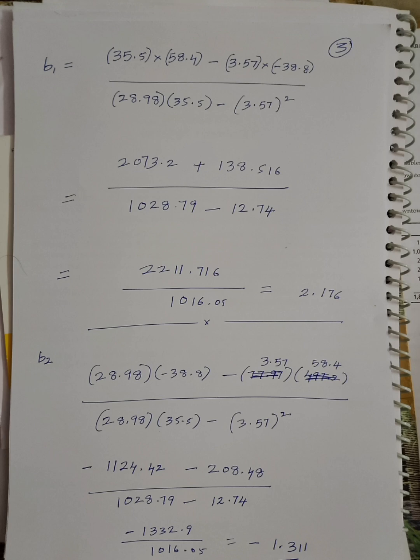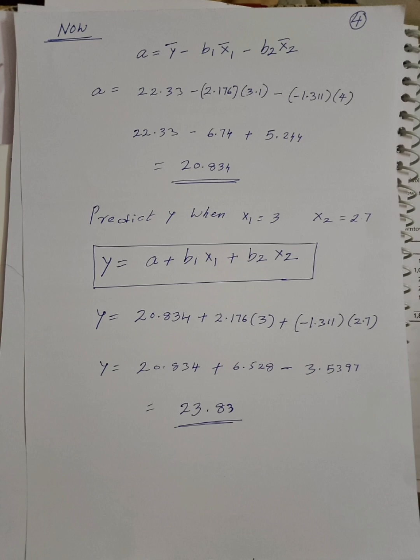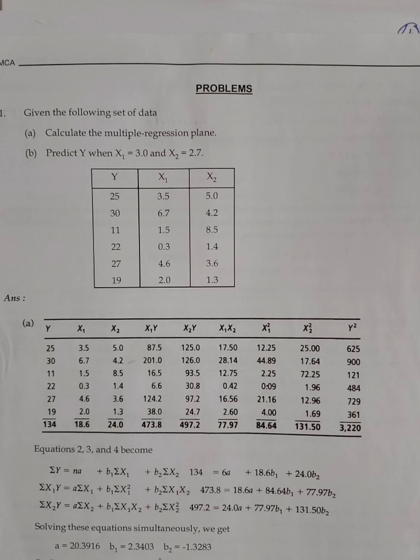Okay, then after you get the b1 and b2 values, now we have to find out the value of a. A is defined as y bar minus b1 x1 bar minus b2 x2 bar, where x1 bar and x2 bar we can calculate. Y bar in the sense 134 by 6. x1 bar means 18.6 by 6. x2 bar means 24 by 6.